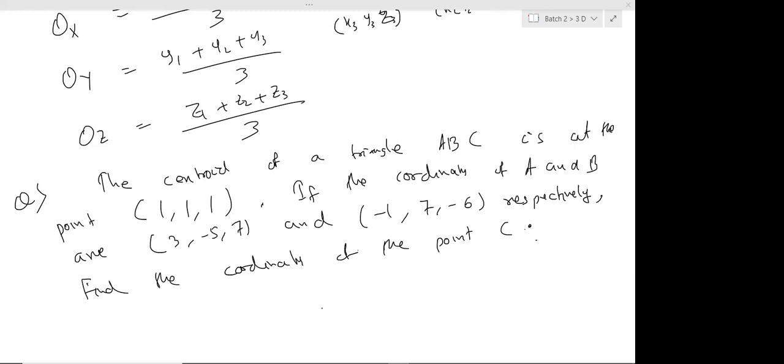Anyone solved it? Rahman, Mazia, Alvia, Peer? One minute. All right.